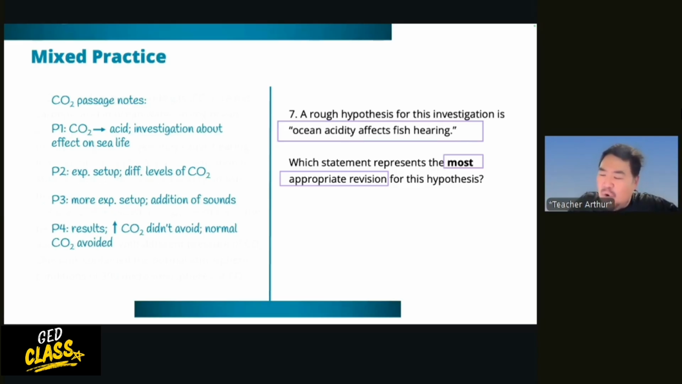So, in your own words, and again, you don't have to reread the passage. If you kept notes while we went through that passage, you might have noticed the theme here, right? What are some of the ways we can strengthen that hypothesis, make it more direct, make it less rough, make it more specific? How would we revise this hypothesis? Ocean acidity affects fish hearing.